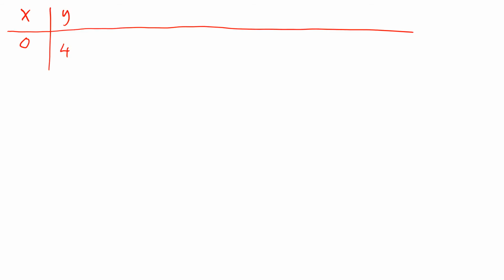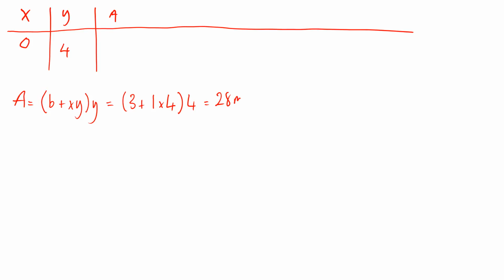Next is area. So the equation for area equals (b plus xy) times y. So you get 3 plus 1 times 4 times 4, and you get 28 meters squared. So area is 28.